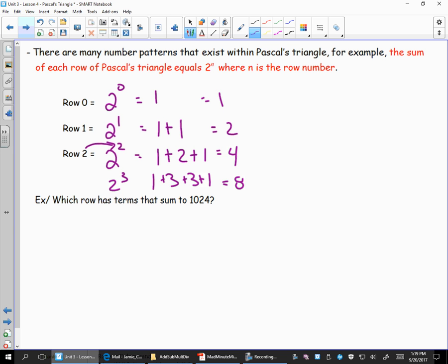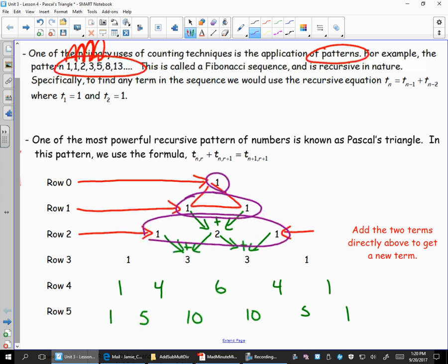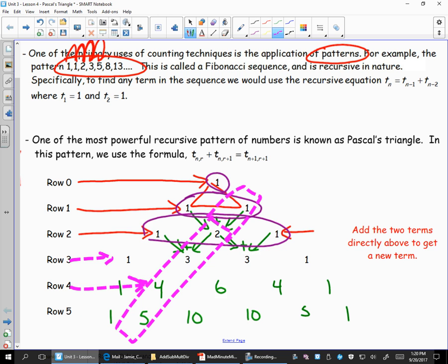So we can ask ourselves questions like, which row has terms that sum to 1024? 2 to the power of what makes 1024? We can guess and check a little bit with our calculators, and it turns out we're looking at row number 10. Now again, I want to point out our row number always starts at 0. A hint for you: the second term in a row is your row number. So row 2 starts with a 2. Row 3, the second term is a 3. Row 4, it's a 4. Row 5, it's a 5. That's a hint about what row number you're looking at.